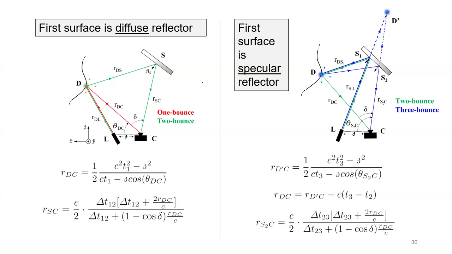I won't go through the arithmetic and trigonometry that went into deriving these expressions, but the main point is that if you can measure the time of flight and angle of arrival of the two bounce and three bounce signals, then you can compute the distance between the camera and S2 and the camera and D using these equations. And it's also straightforward to compute the position of S1, but I just haven't listed those equations here.